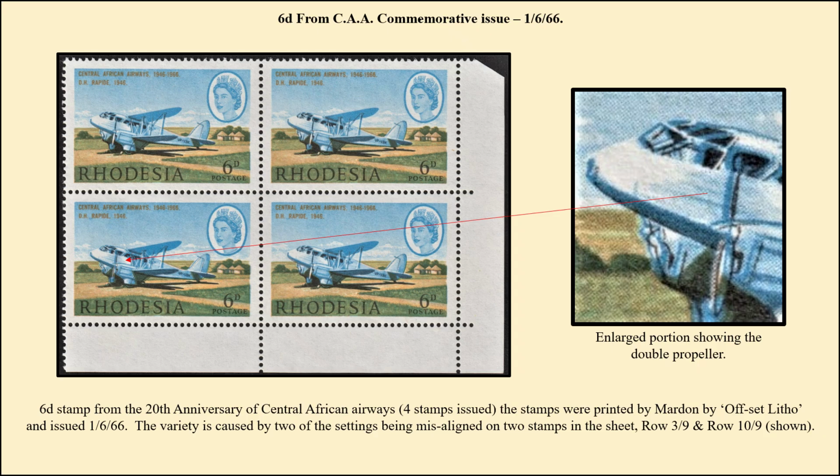This is a 6-penny stamp of the Central African Airways commemorative issue of 1966. And I show the double blade flaw, which appears on 2 stamps. The first on row 3, position 9, and then again this one on row 10, and again position 9. The image has been misaligned on both stamps, and it gives the appearance of having 2 propellers.